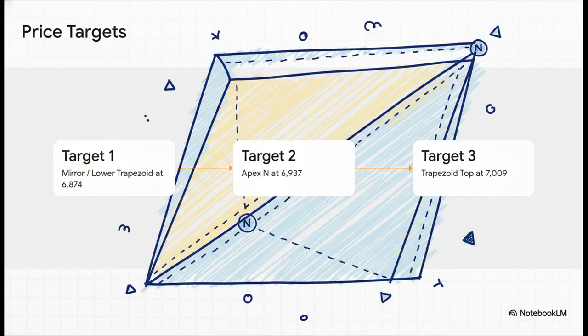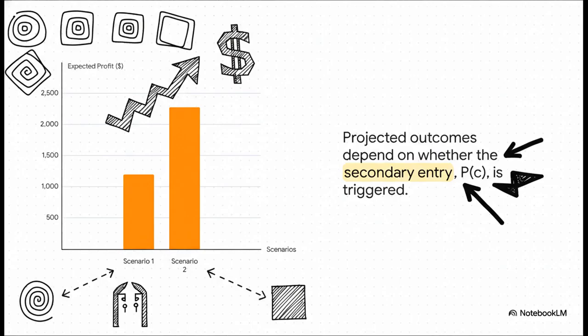The plan also gives us three potential price targets, and each one is defined by a very specific point within this geometric structure. You have target 1, target 2 at something called apex N, and finally target 3 at the very top of the trapezoid. So based on those targets, two different profit scenarios are projected. And the main difference between them? Well, it all comes down to whether that secondary entry point, PC, ever actually gets triggered or not.